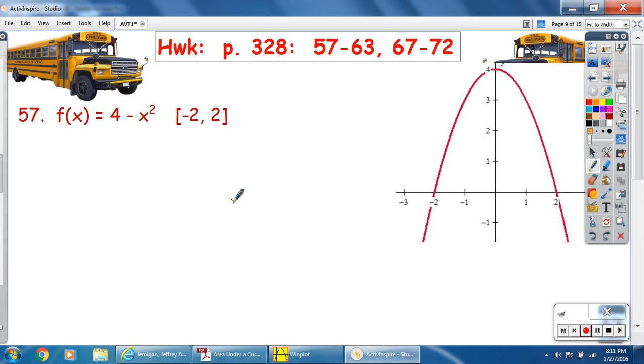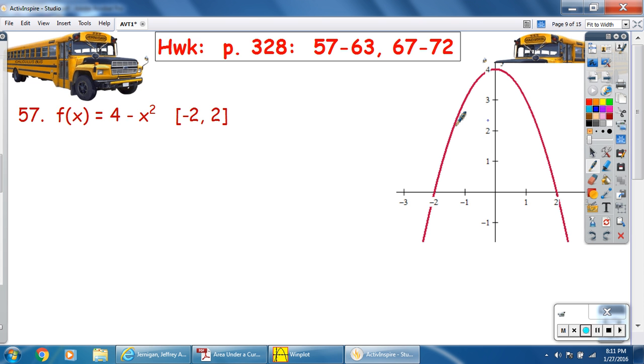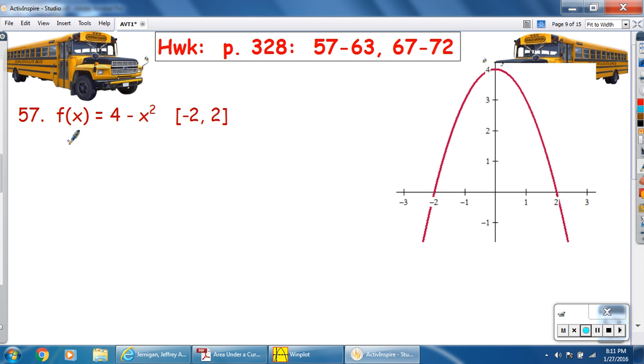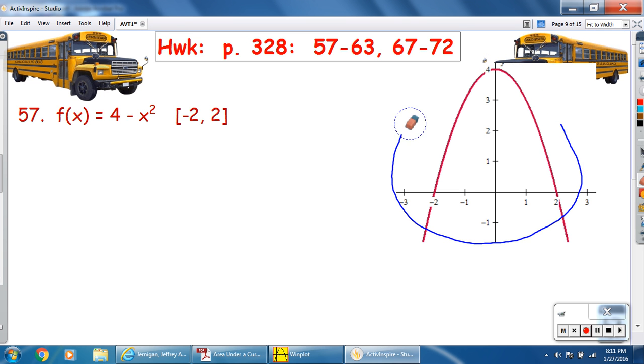Alright, so your assignment is 328, 57 through 63, and 67 to 62. I'm not going to do every one of these, but I'm going to do several of them so you can figure out if you're doing the work okay. Then I'm going to show you a geometric representation. Notice over on the right hand side you see the graph of the integrand, which is 4 minus x squared. Let me actually erase that. After I do this analytically, I'm going to show you graphically what's going on.